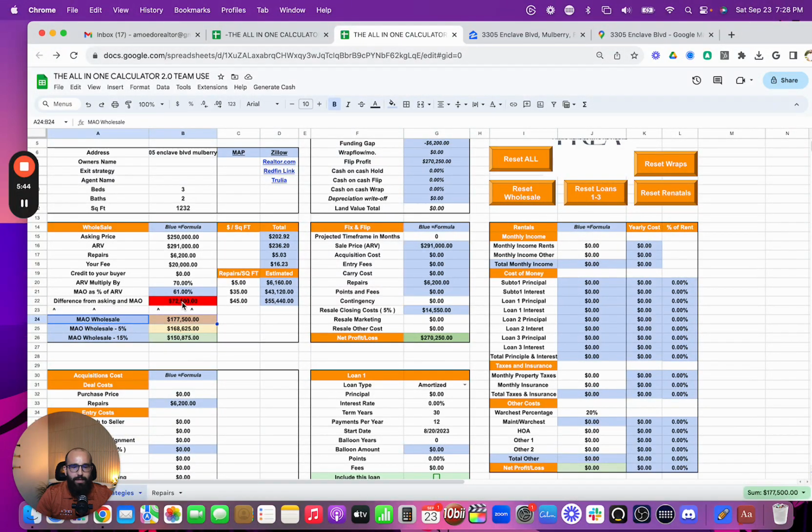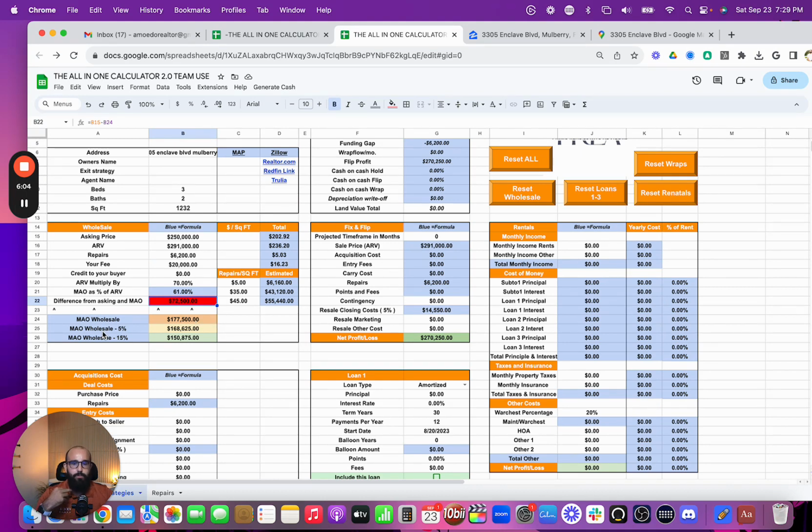Now, in between that number and our max allowable offer, you see right here, and that's pretty self-explanatory, difference from asking price and MAO. So MAO, again, is max allowable offer, and then it's taken into account their asking price up here. So you'll notice that we're $72,500 apart from what they're asking and what I can pay for this house.